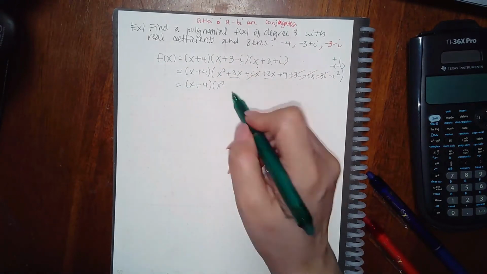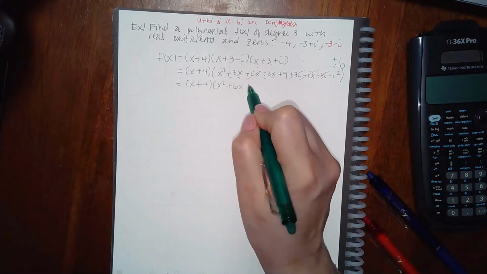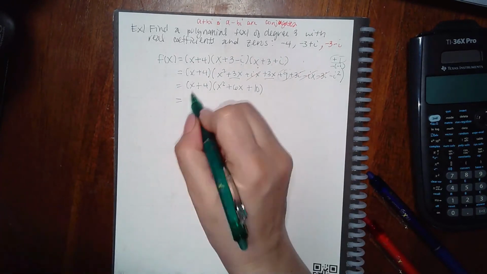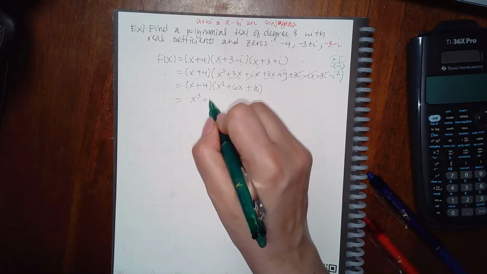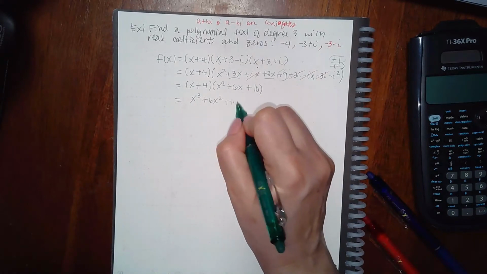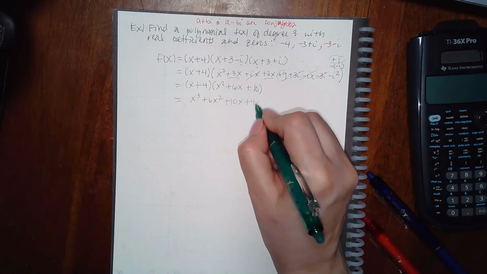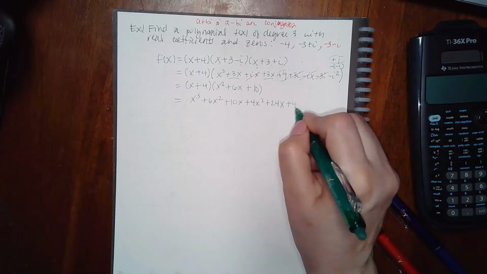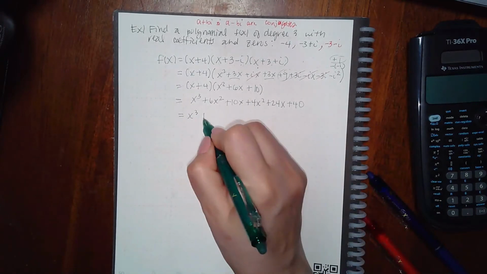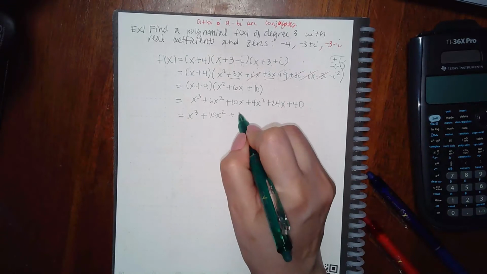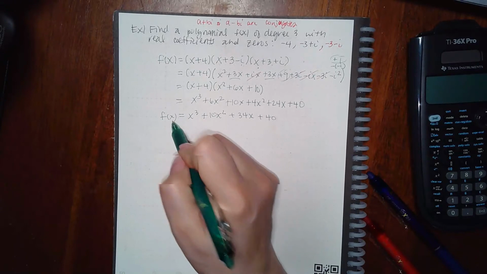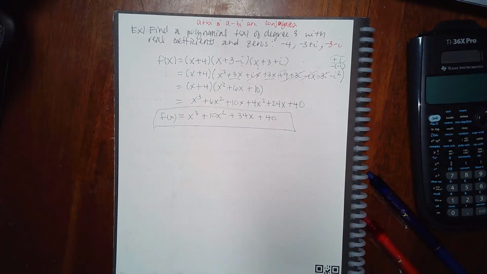So 3x and 3x is 6x plus 9 and positive 1 is going to give us positive 10. And then I can FOIL those out. And I get x cubed plus 10x squared plus 34x plus 40. And this is the function that they're looking for.